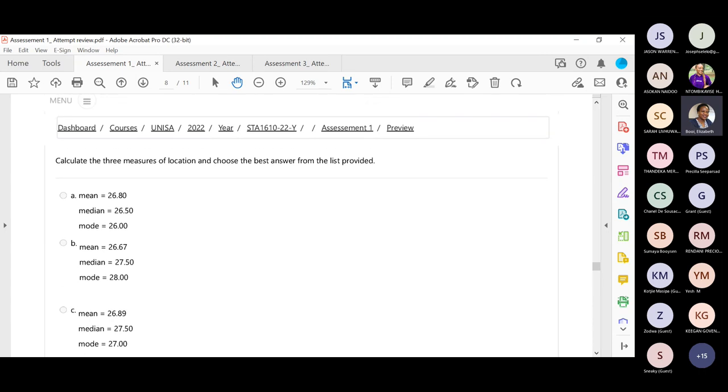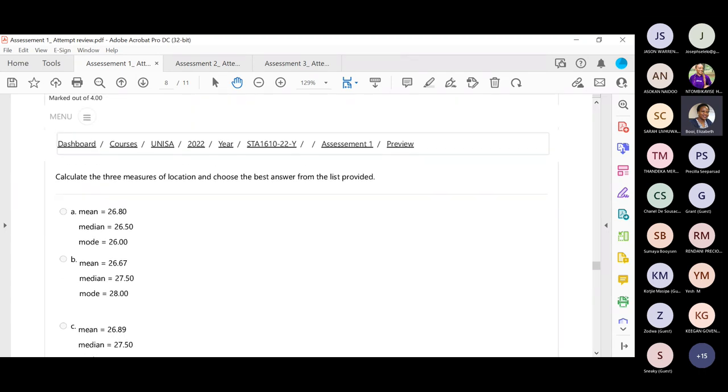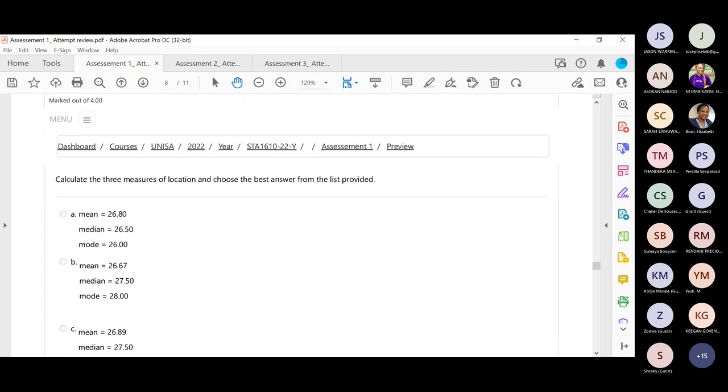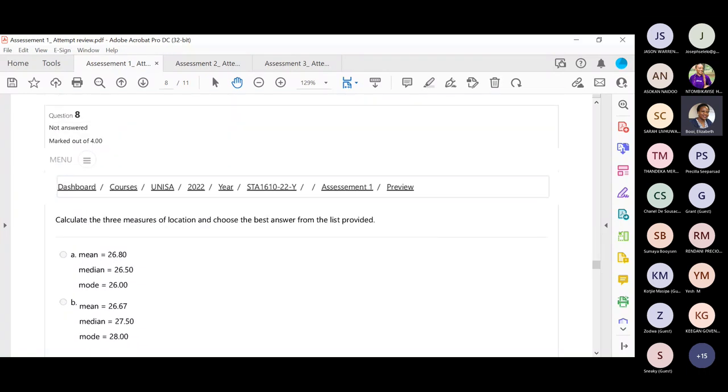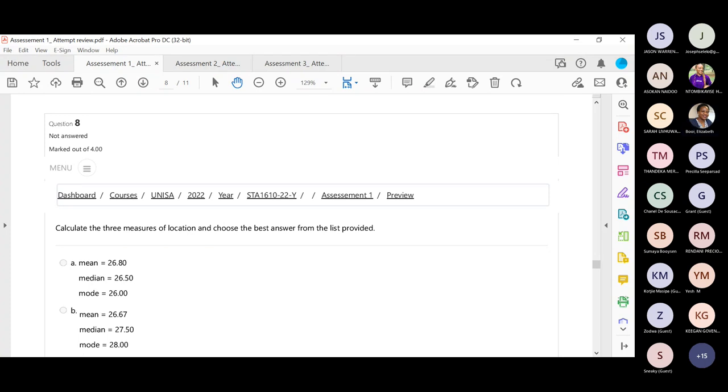Calculate there. Okay. Probably you would have been given a table. I don't have it. Can you see? So I won't know how to calculate this, which is very awkward now. Calculate the three measures of location and choose the best answer for the list of options provided. So I don't have that question on here.